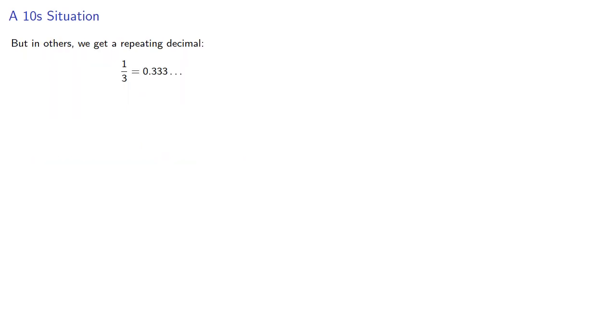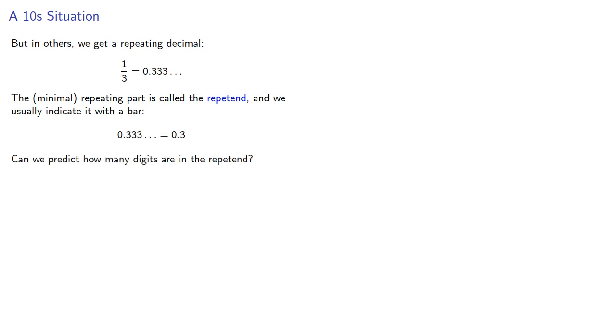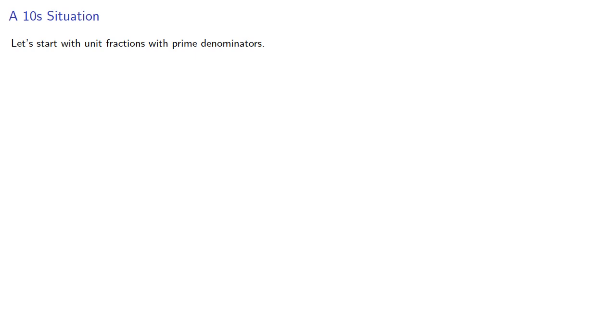On the other hand, in some cases, we get a repeating decimal. The minimal repeating part is called a repetend, and we usually indicate it with a bar. So 0.3 repeating is going to be written this way. Can we predict how many digits are in the repetend? Let's start with unit fractions with prime denominators.